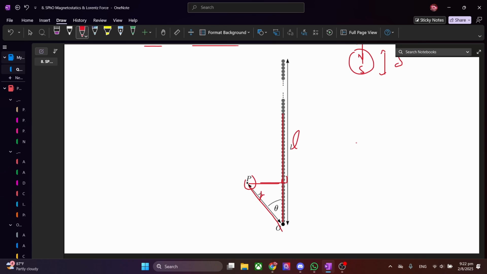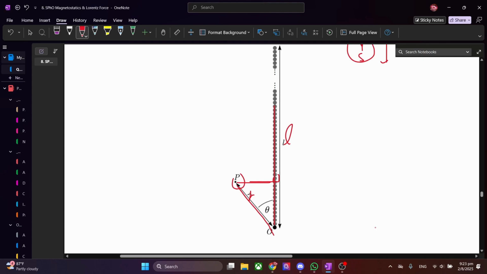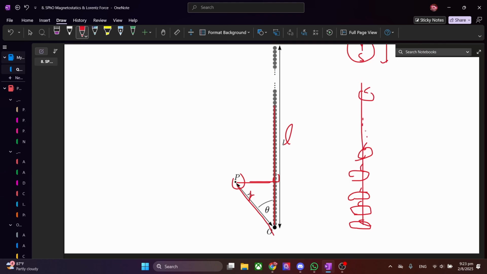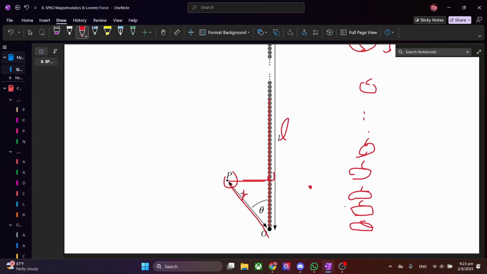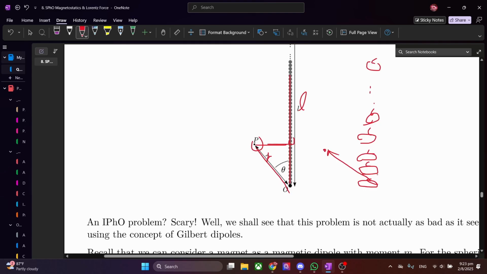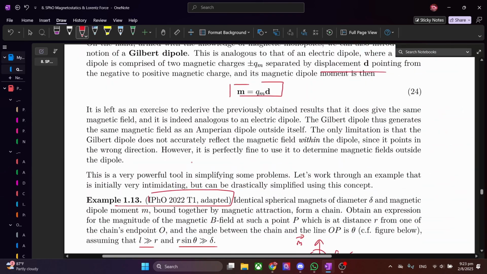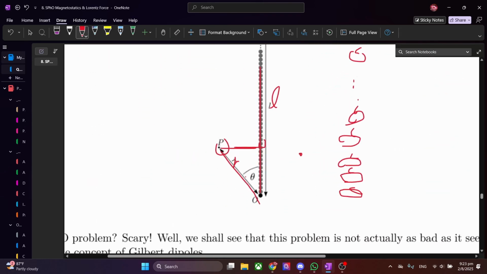But one thing we can instead do is use the notion of Gilbert dipoles. If instead we use the notion of Amperian dipoles, then our setup would look something like this, where we'd have many loops like this, and these all have the magnetic moment that point in this direction. And if you wanted to find the magnetic field here, you'd have to consider the magnetic field by each of these loops separately, and it'd be really weird to do so. It's not a very nice Biot-Savart's law. It's just not nice.